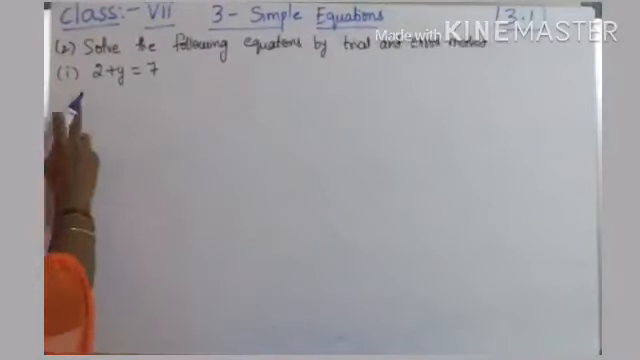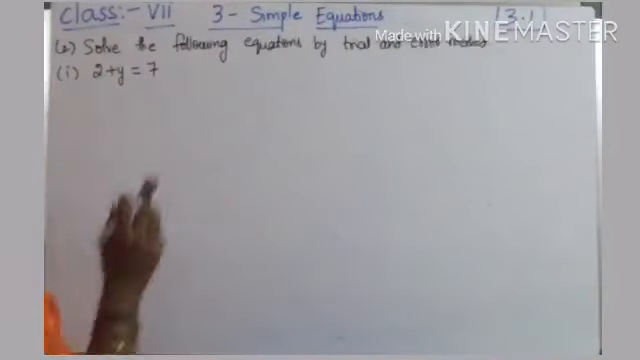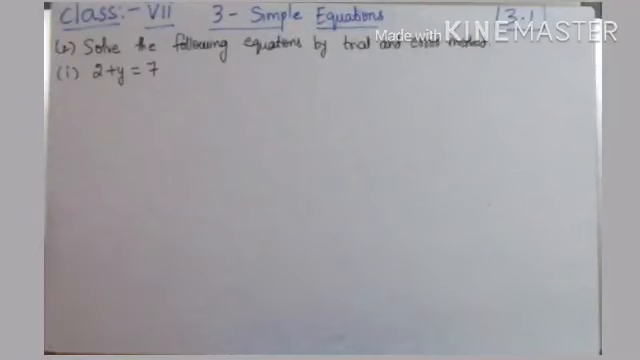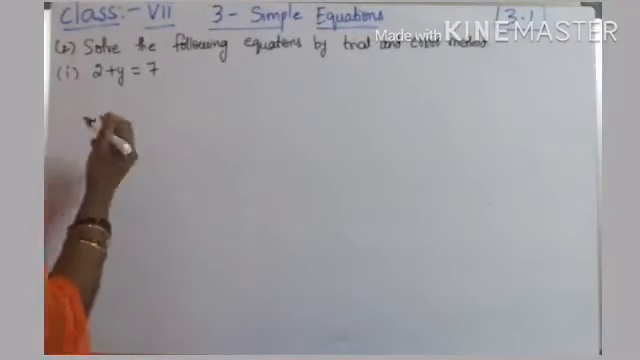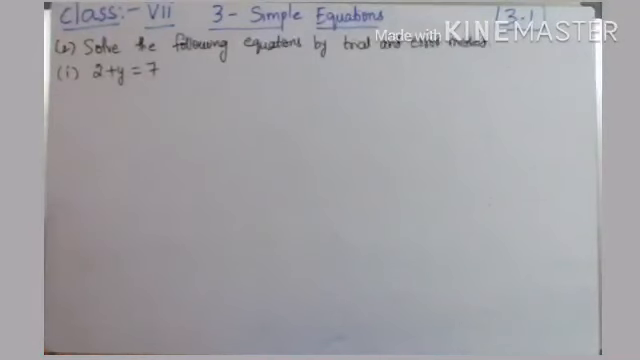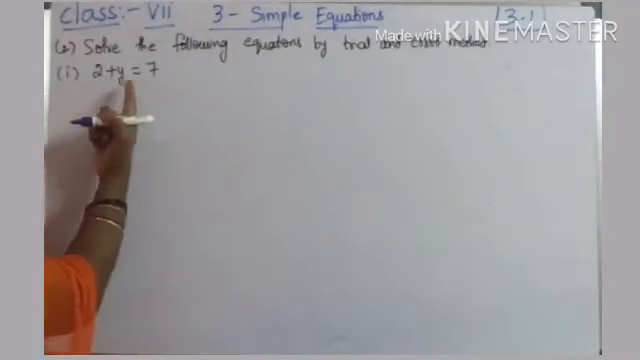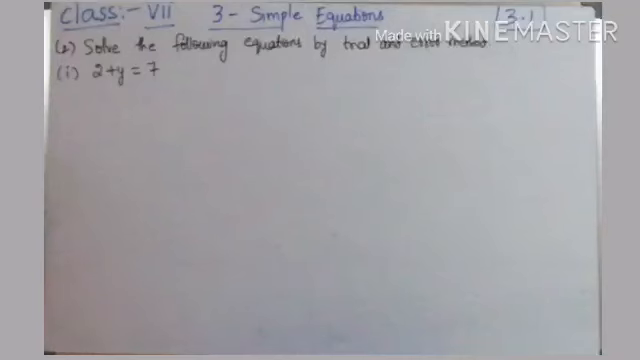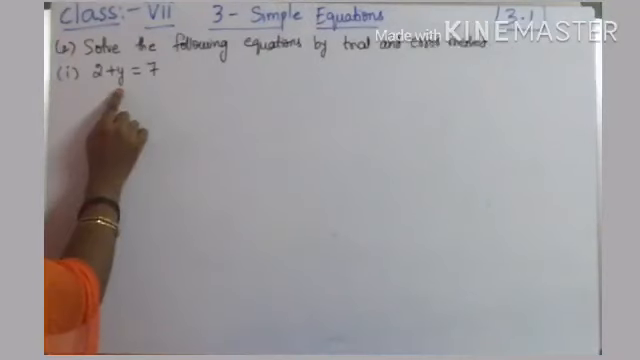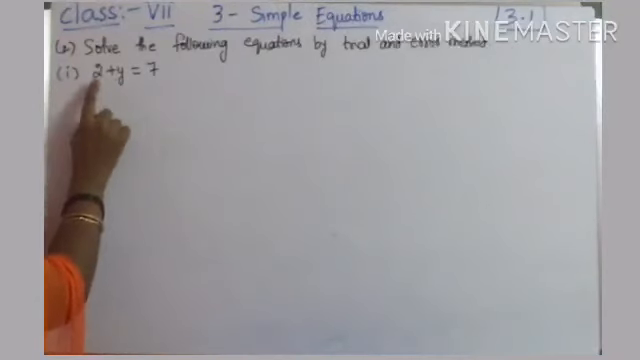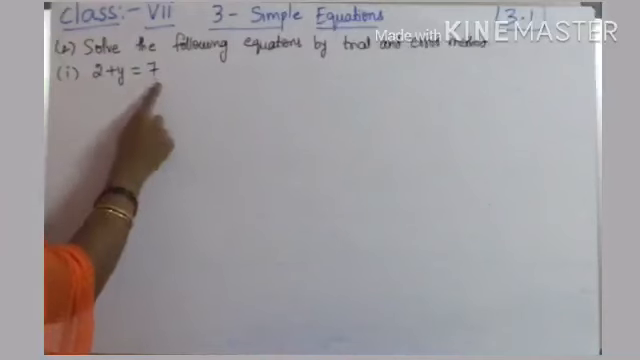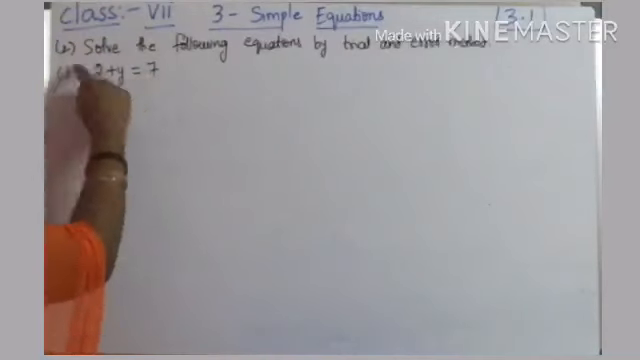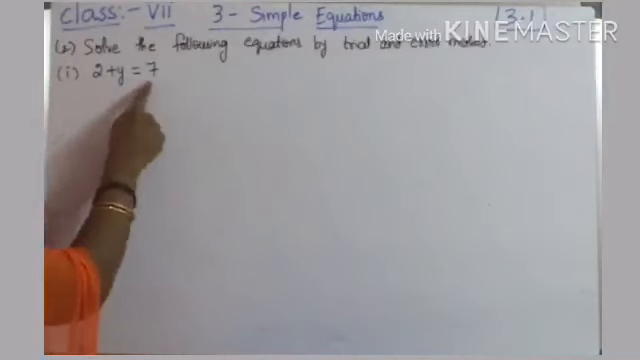Second question. Solve the following equations by trial and error method. Trial and error method means we have to check with other numbers. We have to check which number is correct here. Now the first one, 2 plus y equal to 7. If you see the question, you can easily say what y is here. How much should we add to 2 to get 7? Yes, 7 minus 2, that gives you 5. 2 plus 5 gives you 7.